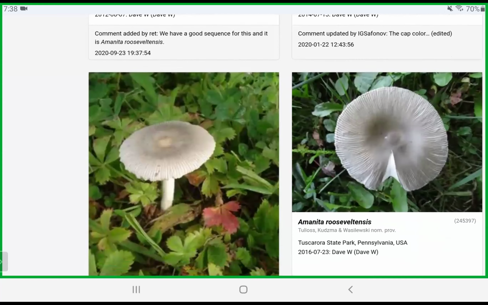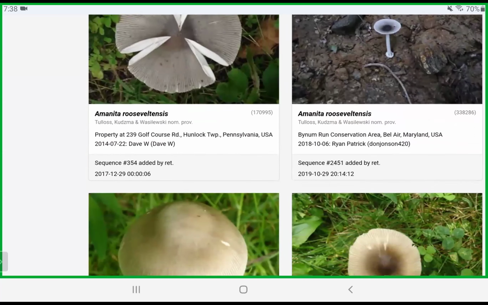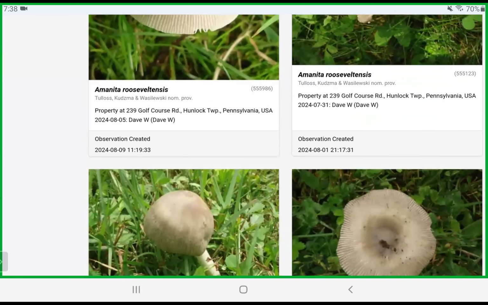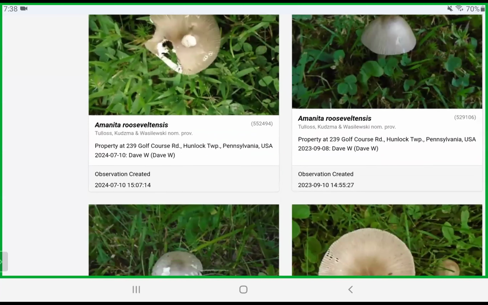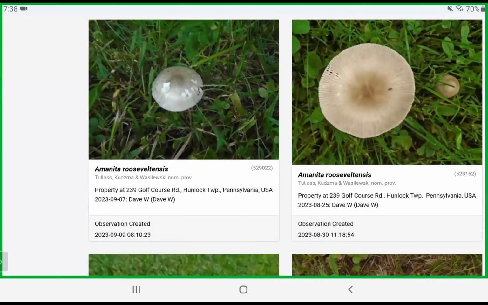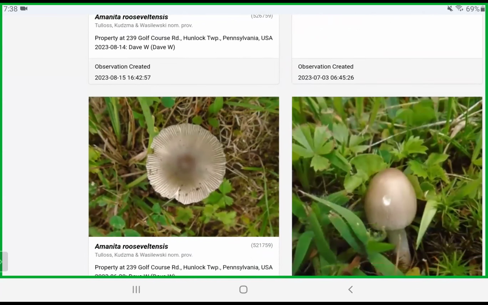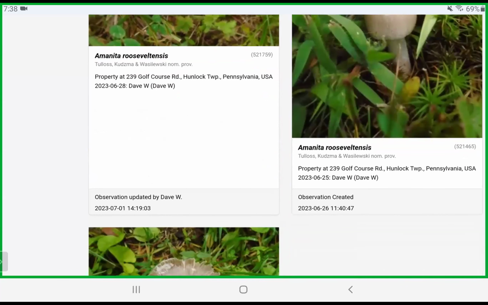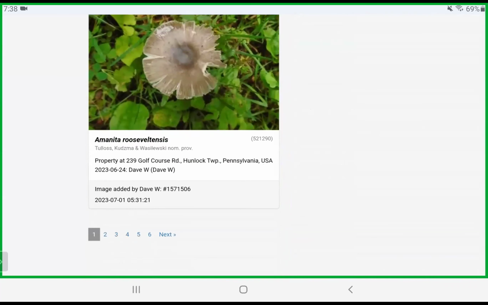That has been my expectation. But the thing that separates this species from most of the other common species in section Vaginatae is the spore shape. Most species in section Vaginatae, with some exceptions, have globose to subglobose spores. They're really very round. Amanita rooseveltensis has broadly ellipsoid to ellipsoid spores.